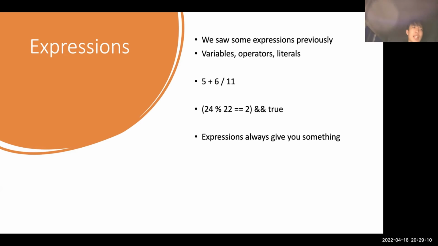So basically, if you have 3 modulus 2, the answer would be 1, because modulus is division and then it gives you the remainder of that division. So here it's 24 modulus 22. And that simply gives you 2, because the remainder, when you divide 24 by 22, is 2. And 2 is equal to 2. So the left side here is true, and the right side here is true.